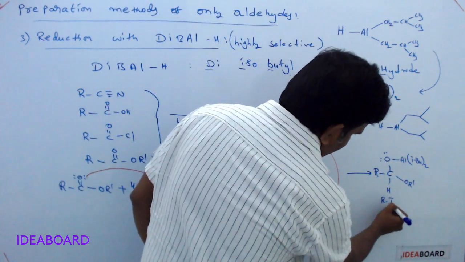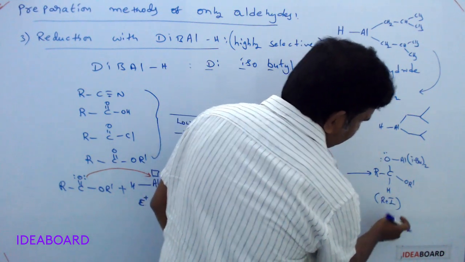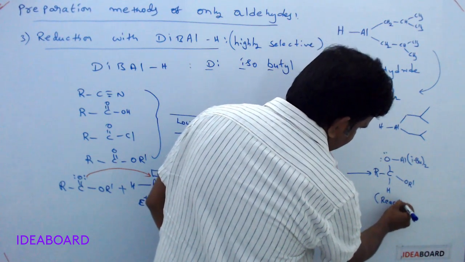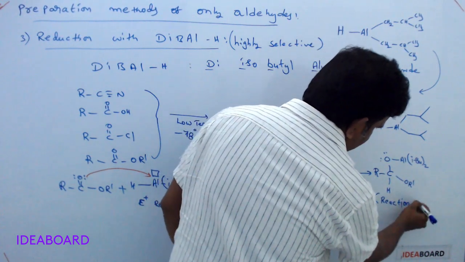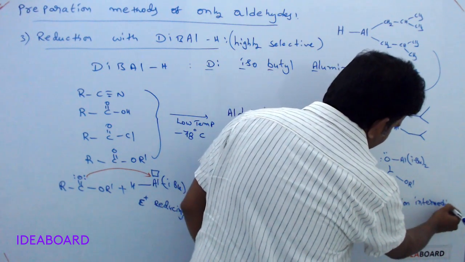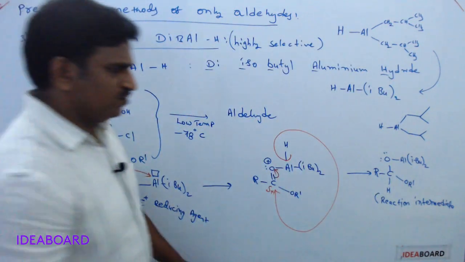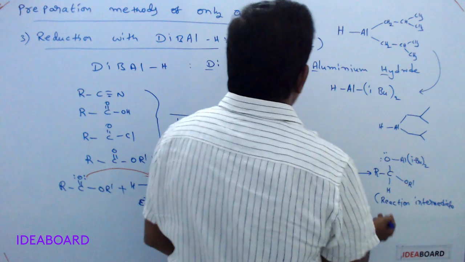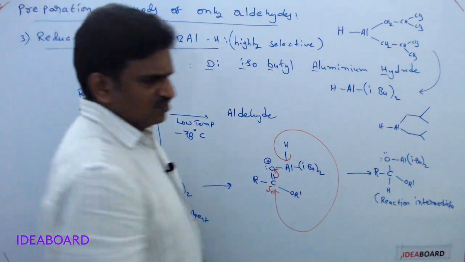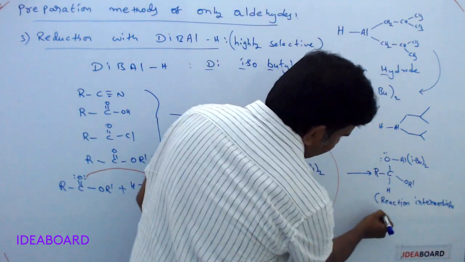So we can write RI. RI means not alkyl iodide, it is a reaction intermediate. I will write it clearly: reaction intermediate. The reaction intermediate is formed, and this is stabilized at low temperatures. The tetrahedral reaction intermediate is stabilized at low temperatures. You can simply stabilize this, and further, what happens?